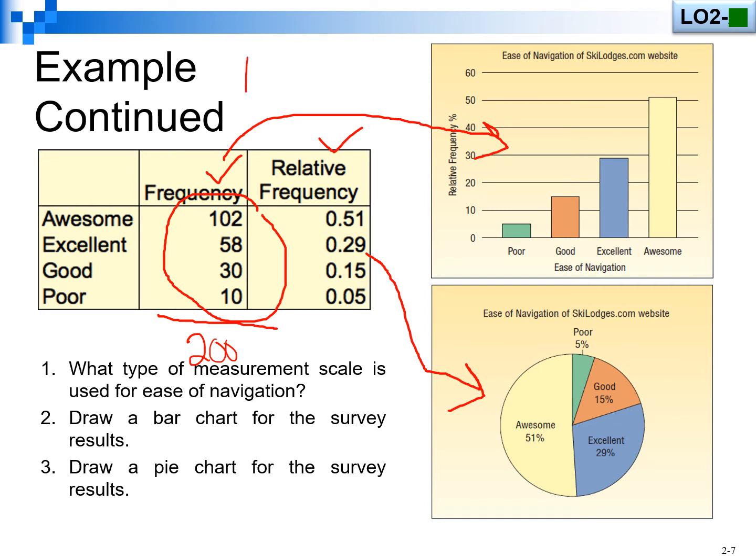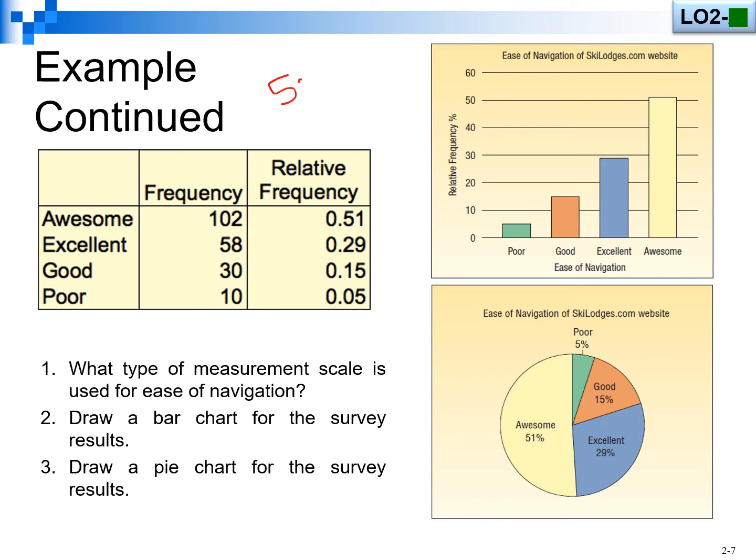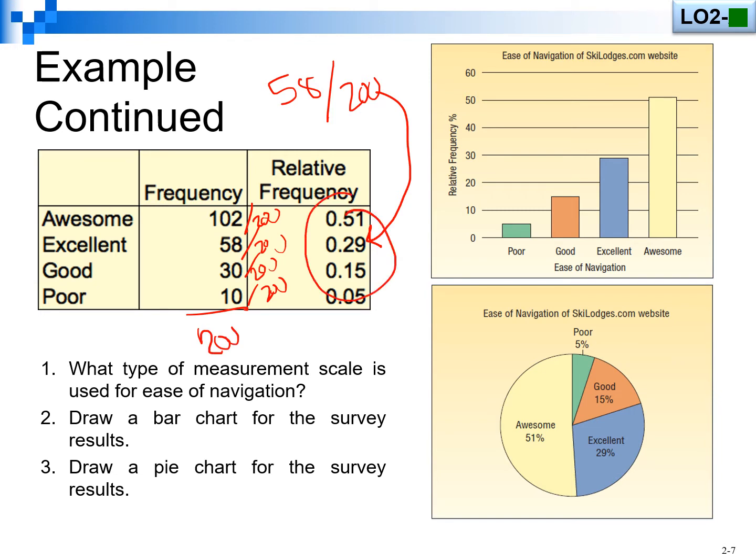So if I take 102 and divide that by 200, that gives me 0.51. If I took 58 and divided that by 200, that gives me about 0.29 and so forth. So again, you take each one of these and divide them by 200, because that's your total. And then here you get your total relative frequencies. You should always be able to add up your relative frequencies, and they should always equal 1.00. But that's basically how you do it.